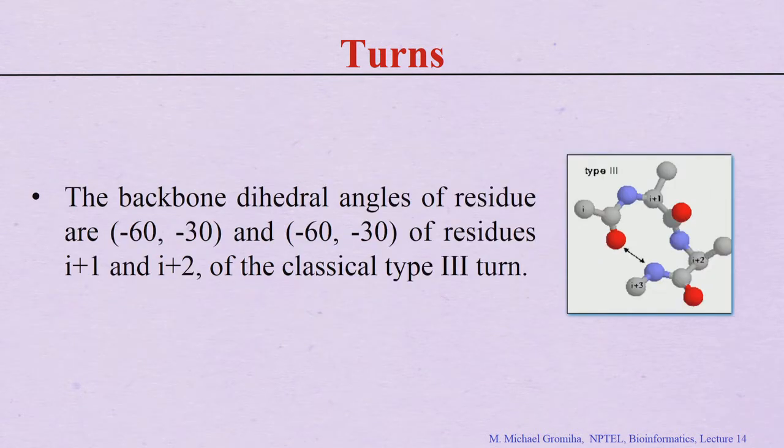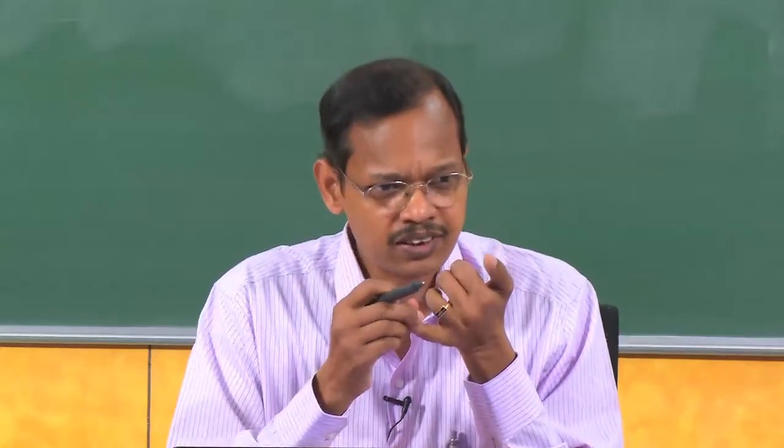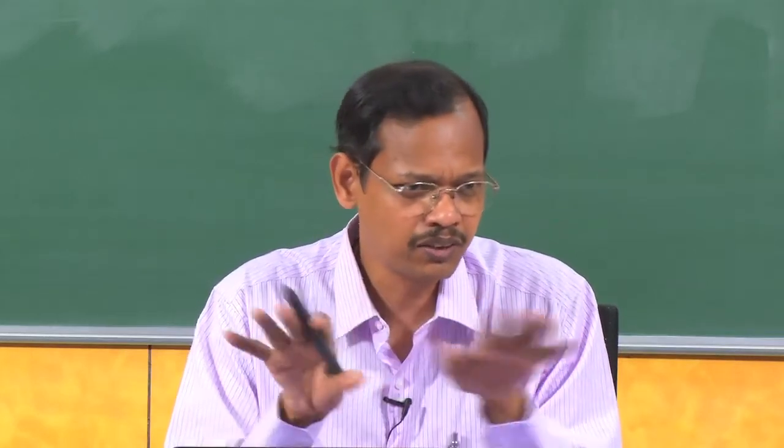Another turn is called type 3 turns. It is not a commonly occurring turn, but here the backbone dihedral angles are minus 60, minus 30 and minus 60, minus 30 for I plus 1 and I plus 2 in the case of class 3 turns. So, we discussed different types of secondary structures: one is alpha helix, second beta strand, and turn. All the secondary structures are formed by hydrogen bonds between the residues' NH and CO in the main chain.